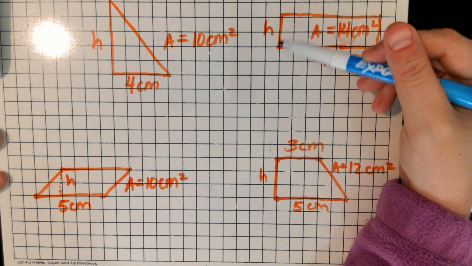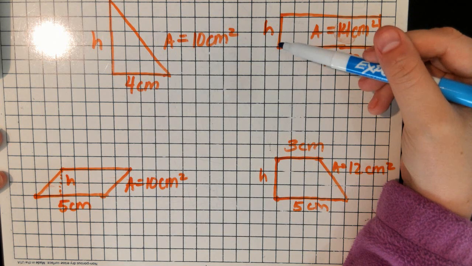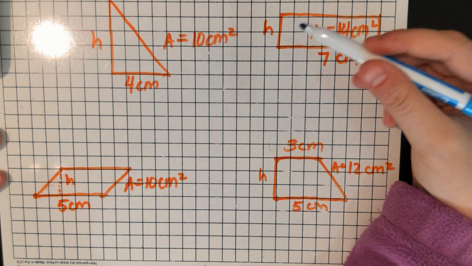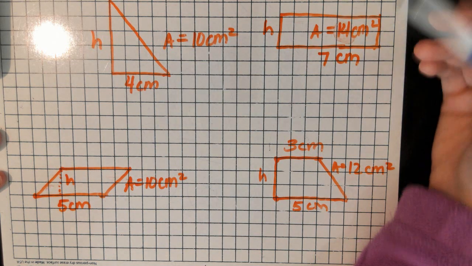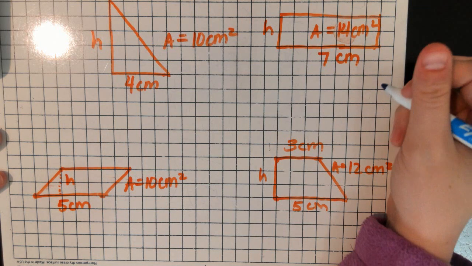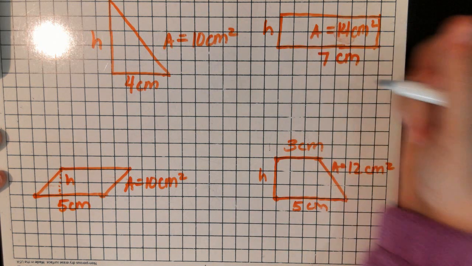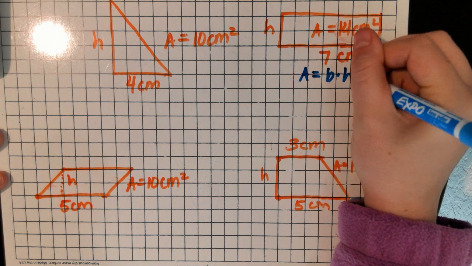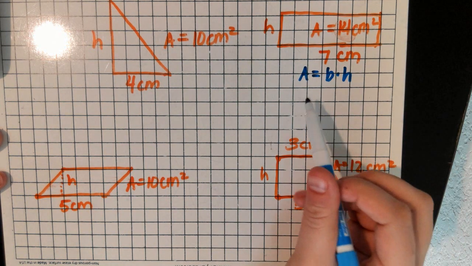So we can see that this height should be equal to 2, because if we start down here and we go up, we go 1 square, 2 squares. So it should be 2 centimeters. So as I actually solve, it should come out to be that. Okay, so a formula for finding the area of a rectangle. So area equals base times height. So all I'm going to do is take that formula and fill in what I know.